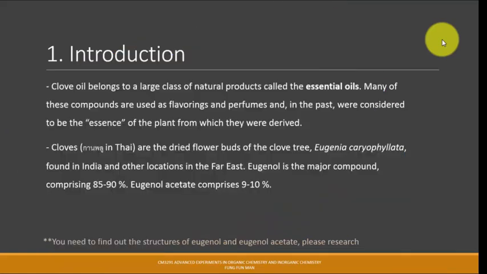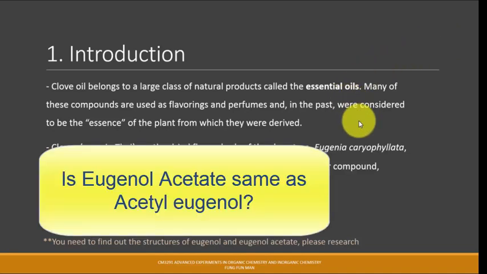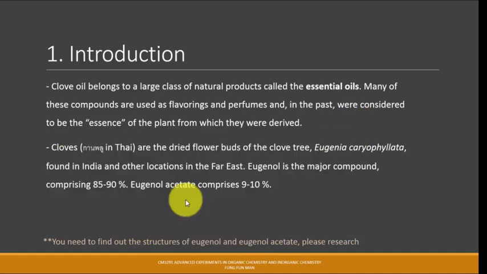Cloves are the dried flower buds of the clove tree, Eugenia caryophyllata, that's found in India or other locations in the Far East. Eugenol is the major compound, which is about 85 to 90%, and eugenol acetate is 9 to 10%. For these structures, I would like you, as part of your homework, to research and know how to draw them. Alright, not sure, get back to me.